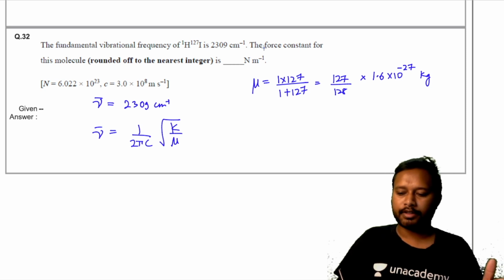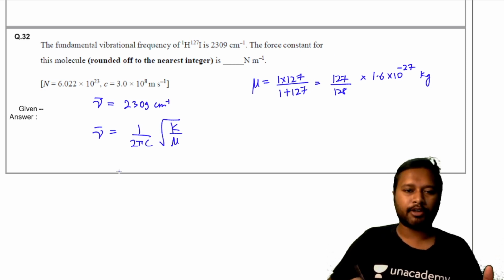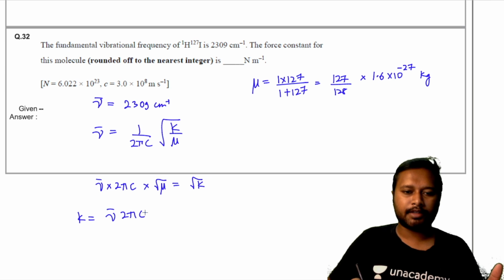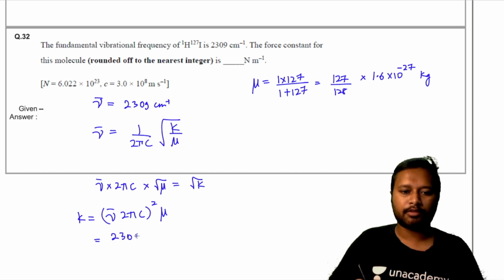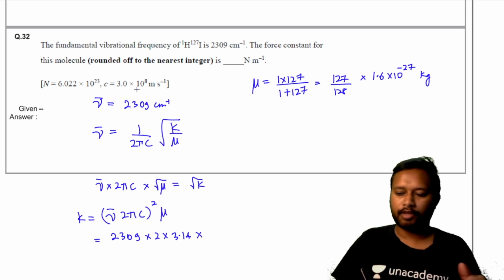Now once you have got this, you have to calculate your k. So that means nu bar into 2 pi c multiplied by under root mu is equal to under root k, or you can say that k is equal to (nu bar 2 pi c) whole square into mu. Just put all the values now. Nu bar is given to you as 2309 multiplied by 2 into 3.14. Speed of light is given to you in MKS only.